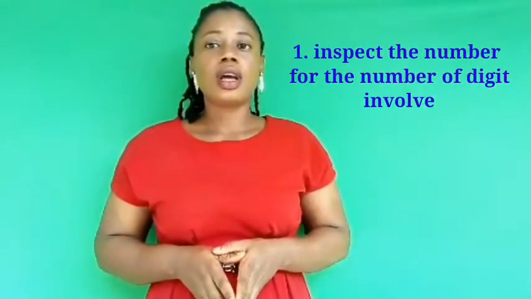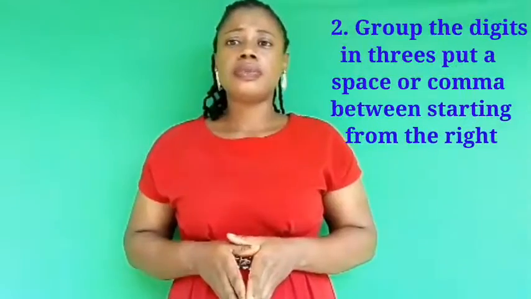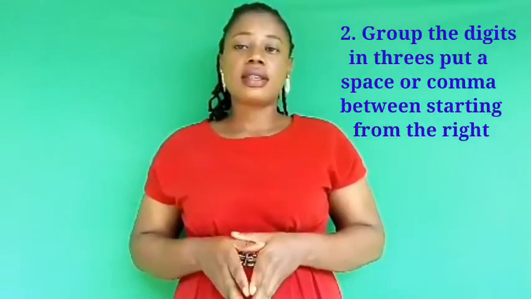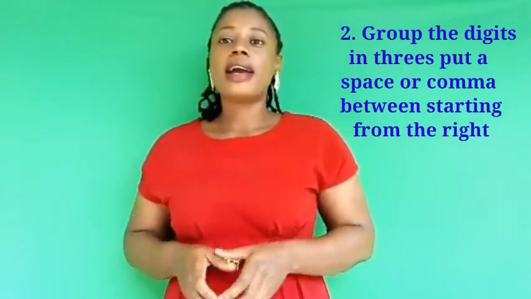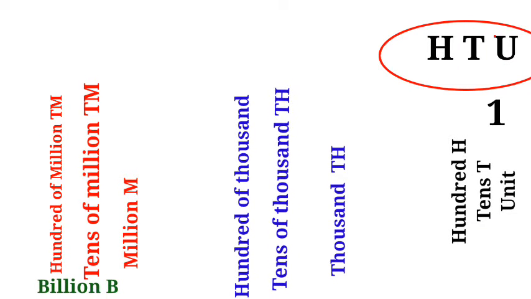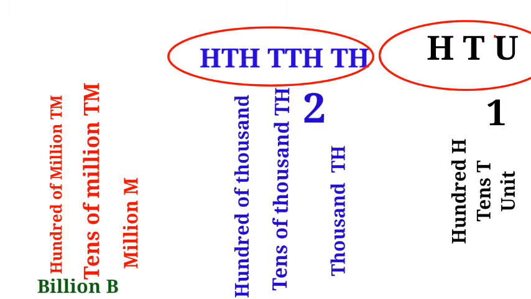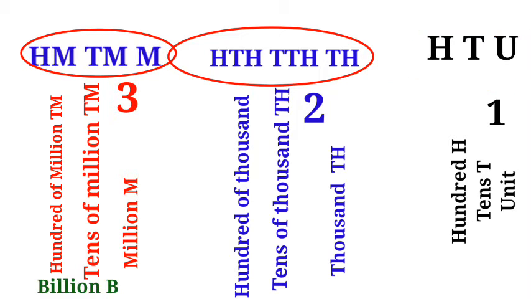When reading or writing numbers, the very first thing to do is to inspect the number for the number of digits involved. The second is to group the digits in threes and leave a space or a comma in between them, starting from the right. To group the digits, the very first three digits from the right is hundred. The second three is thousand. The third three is million. To understand this lesson better, check my previous video on place value of whole numbers.